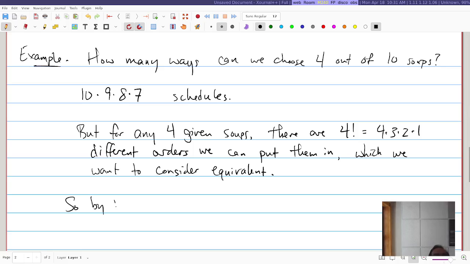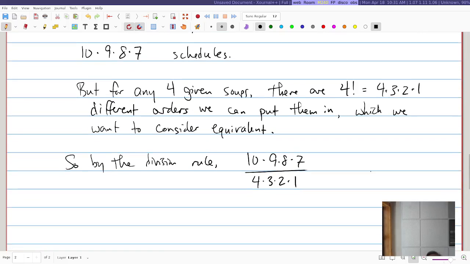So, by the division rule, 10 times 9 times 8 times 7 divided by 4 times 3 times 2 times 1, the 4 and the 2 cancel with the 8, and the 3 cancels with the 9. So this is 10 times 2 times 7, so 210. The actual number doesn't matter so much. The important thing is this expression that we got.